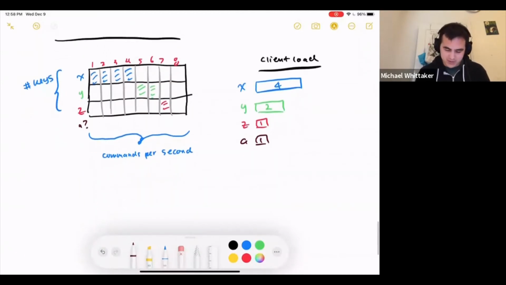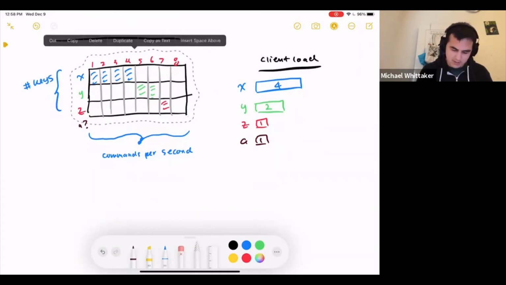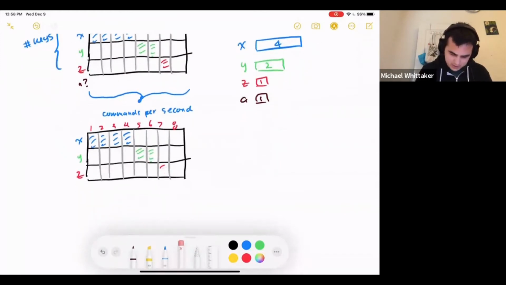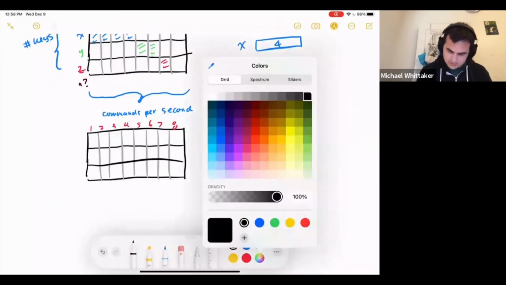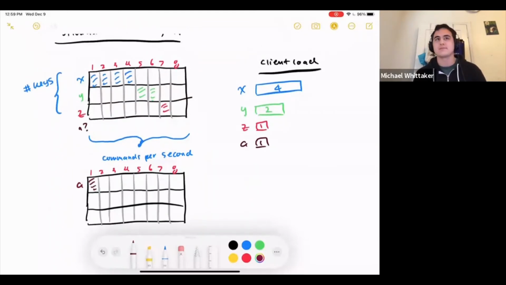So what I have to do if I don't have enough space is add more replicas. So this was replica 1. I'm going to have to add a second replica, replica 2. And on this replica, I have enough space to store A. So I would store A here, 1 request per second. Okay, hopefully this is pretty obvious. Every machine can only store so much stuff. If I have more keys than I have space, I have to add more machines. So that's one scenario, not enough space.